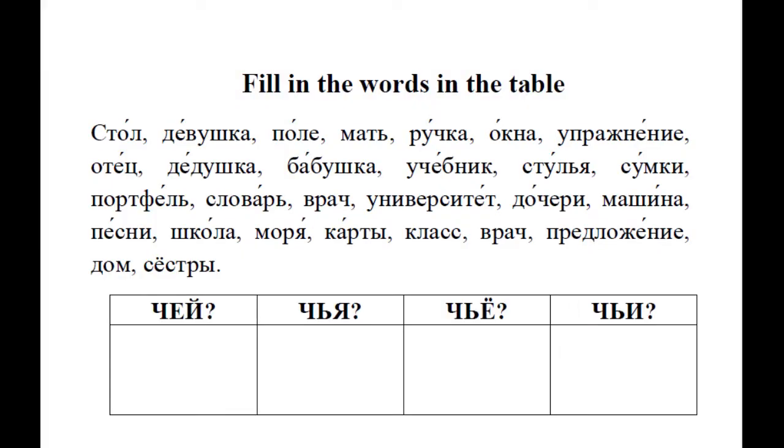And here is your homework. You have to fill in the words in the table. Don't forget about number, singular, plural, and if the noun is singular, don't forget about genders. There are three genders in the Russian language.